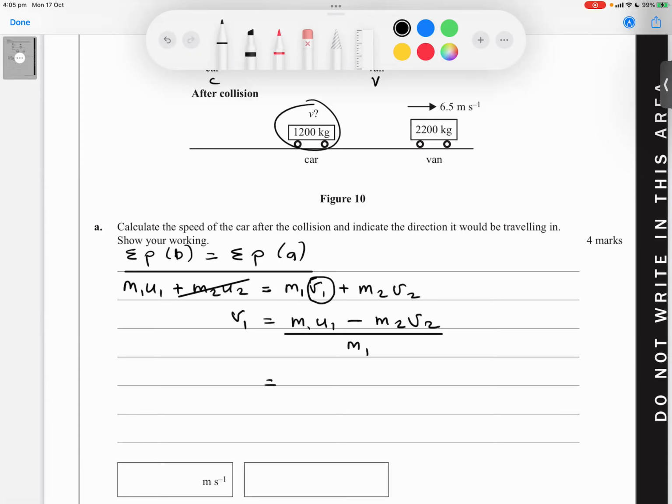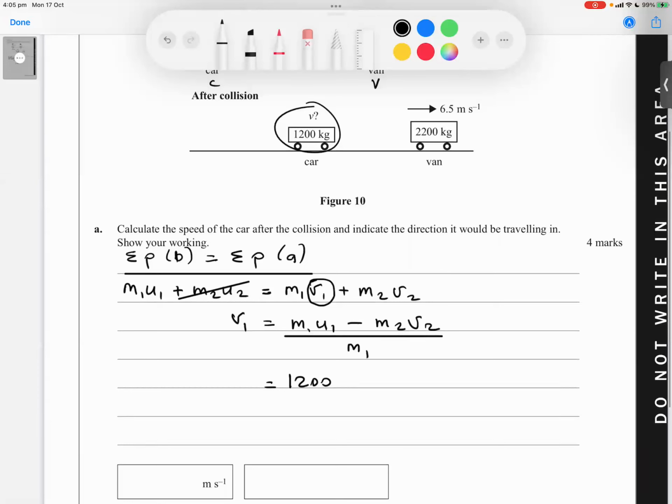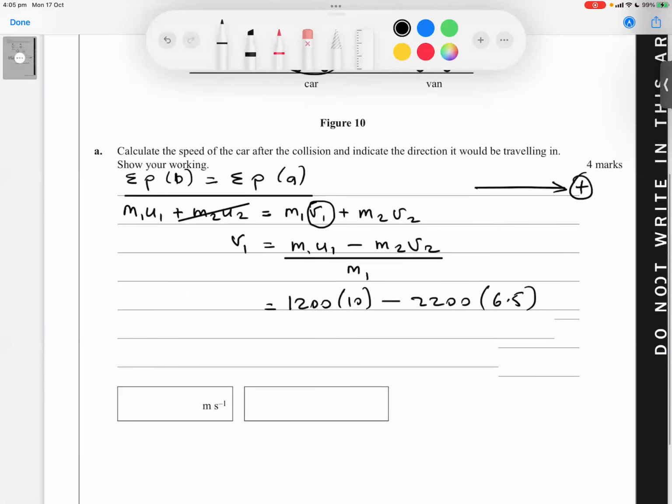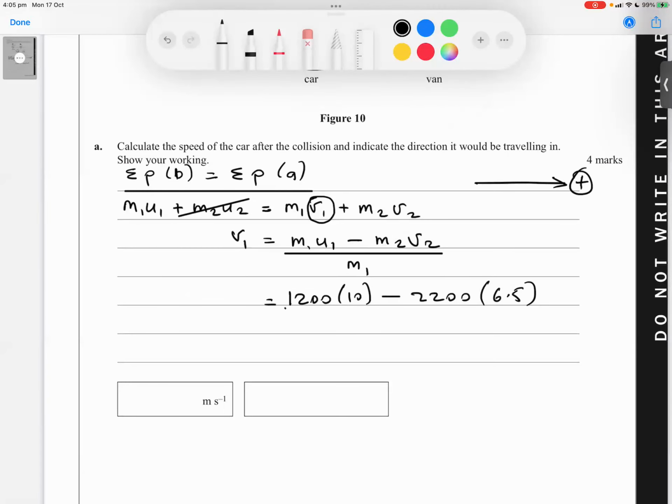Then I can plug in numbers. M1 was 1,200 kilograms for the car, times U1, which was 10 meters per second. Notice I'm using brackets there rather than a multiplication symbol to keep it a little bit tidier, times 2,200 times 6.5. At this point, it's worth specifying that to the right is positive. So I'm going to make it positive 10 and positive 6.5, and that's all over the mass of the car, which is 1,200.